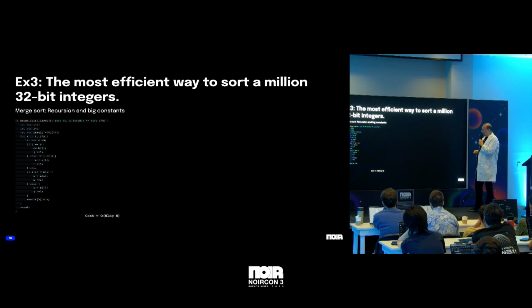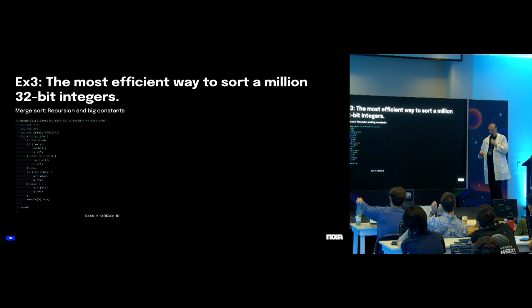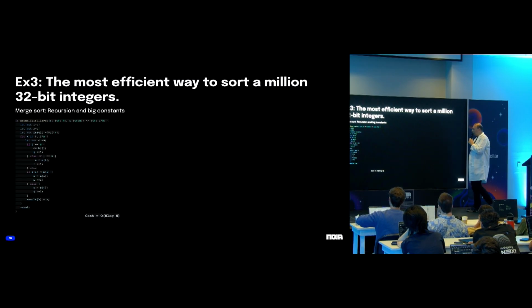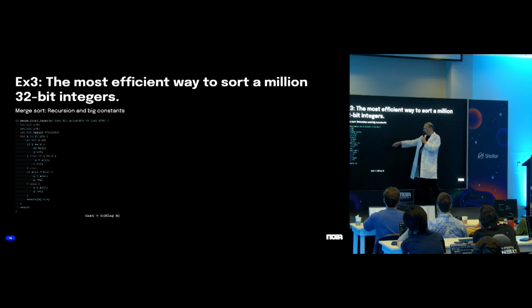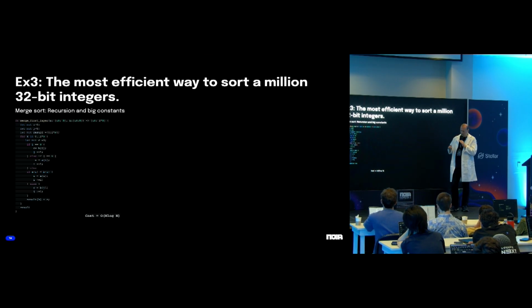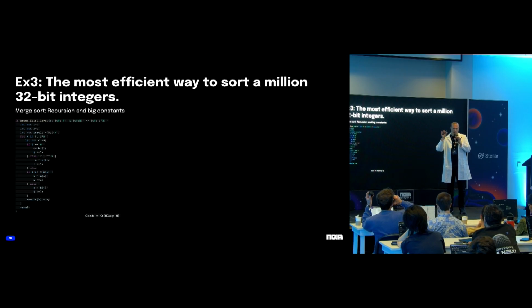We can use n log n sorts. So here I took the example of merge sort. Merge sort is very simple. You divide your array in two, you recursively sort each part, and then you can merge the two, because they are sorted, in linear time.